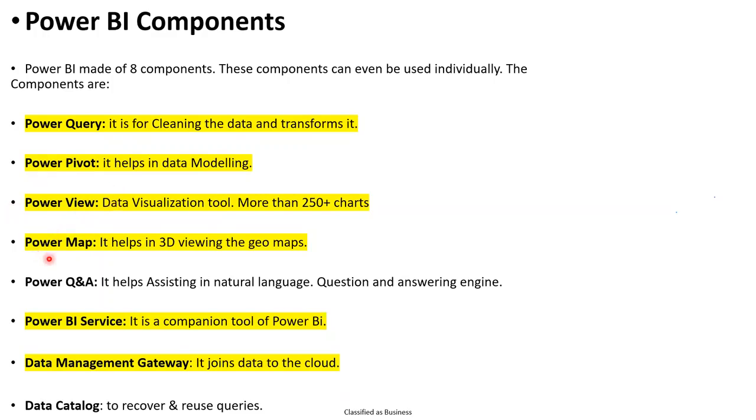And one more thing, Power Map. Once we pull in any kind of country or region information, Power BI automatically detects it and gives you a map. That is what we call Power Map, which helps you show the visuals in 3D view by using geospatial maps at the back end.